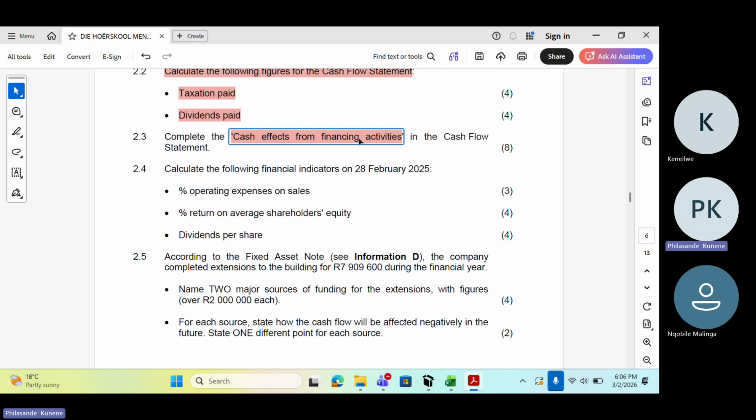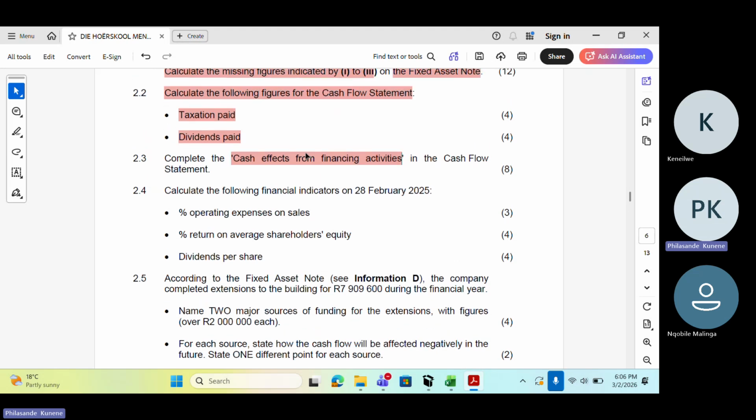So today we're going to do the financing activities. But it doesn't mean that you don't need to do the other activities, because if you look, tax paid and dividends paid, they're from operating activities. So you still need to know that. So knowing the full cash flow statement is very good for you, because whichever section they ask you on, you will be able to answer.